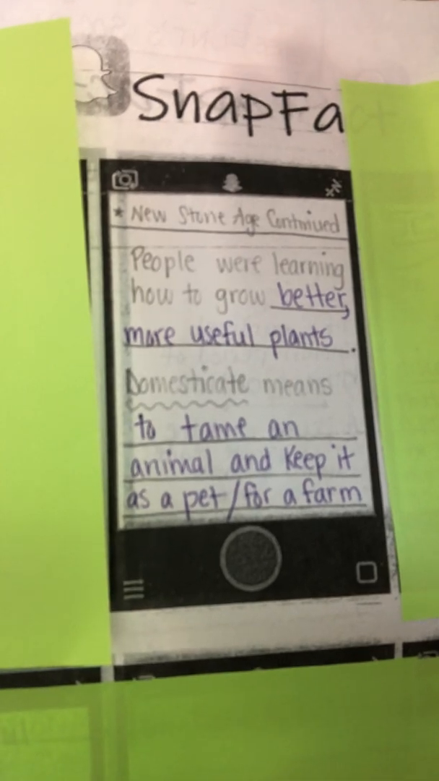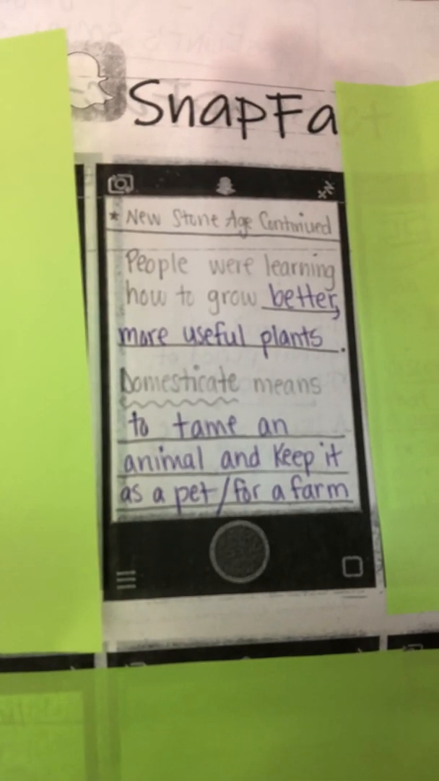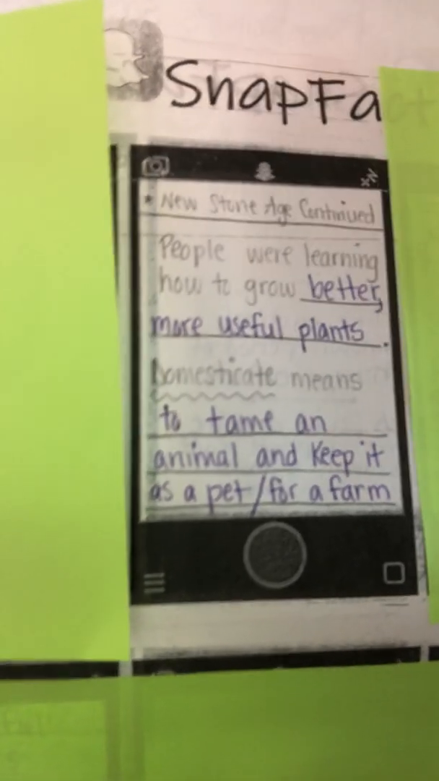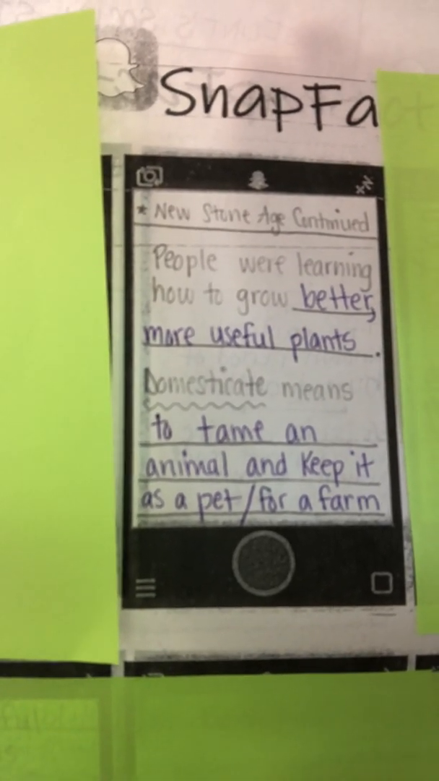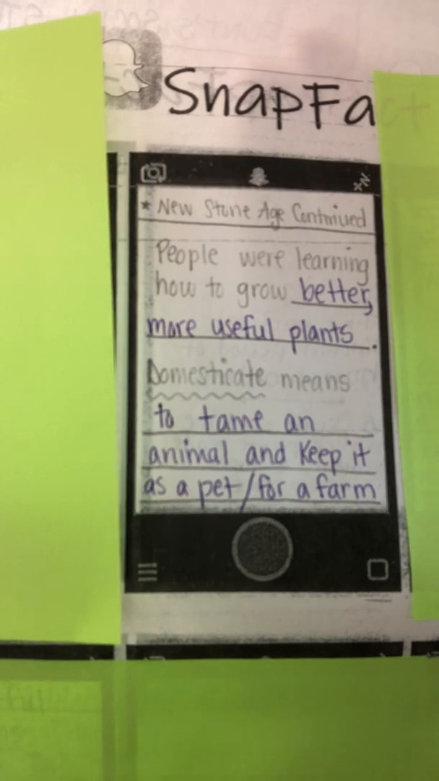And if you're wondering, Miss Flint, why do you have green sticky notes all over your paper? It's just to help you zero in on the box that we are talking about and taking notes for in the moment. Here we go. We're just going to keep rocking and rolling.